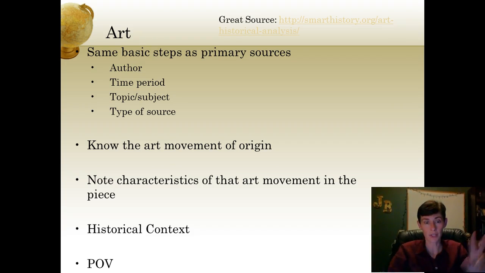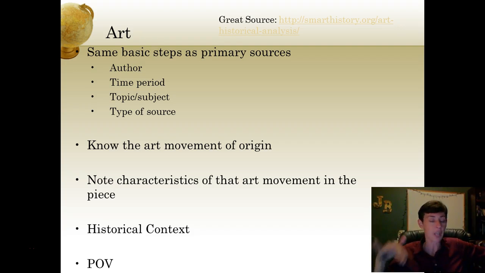All right, art. Art is complex. There's a great source here. It's called smarthistory.org, and it has several videos where it discusses how to participate in art analysis, and it even has some specifics for us when we study the Renaissance. They break down various perspectives of Michelangelo's David. So definitely check that out. It's a really, really good source, smarthistory.org. Good times.